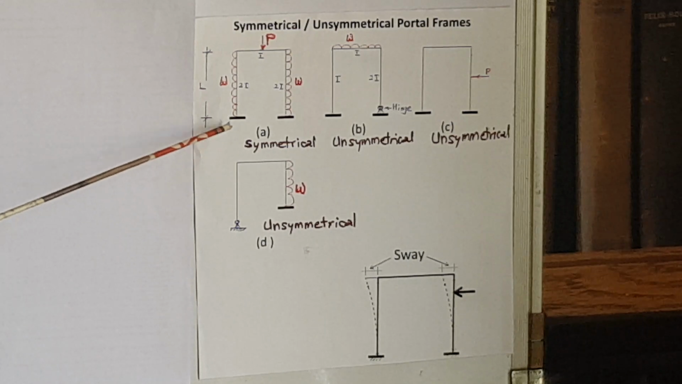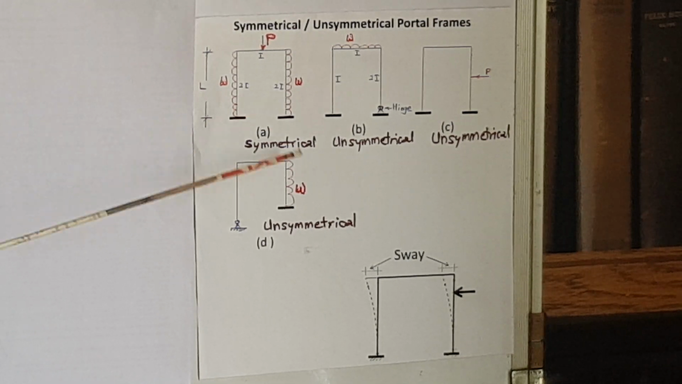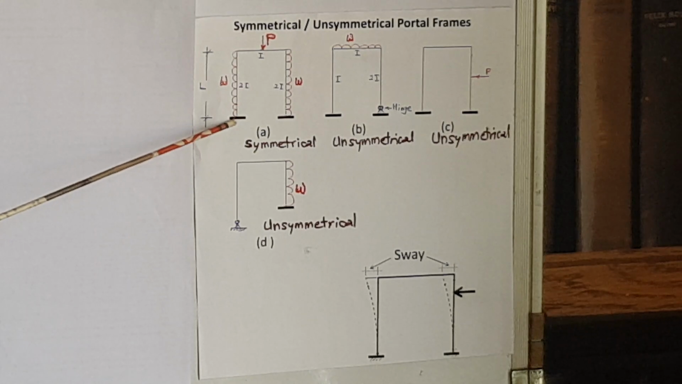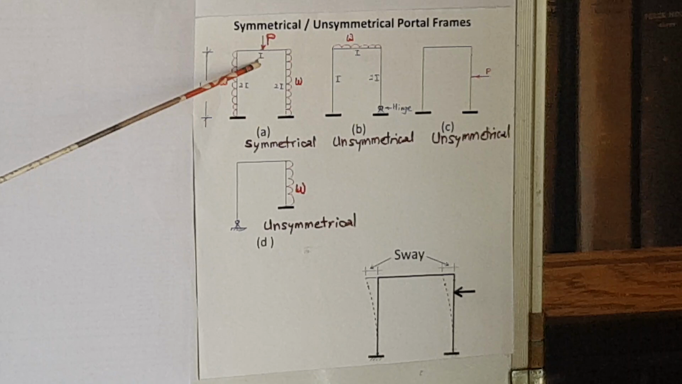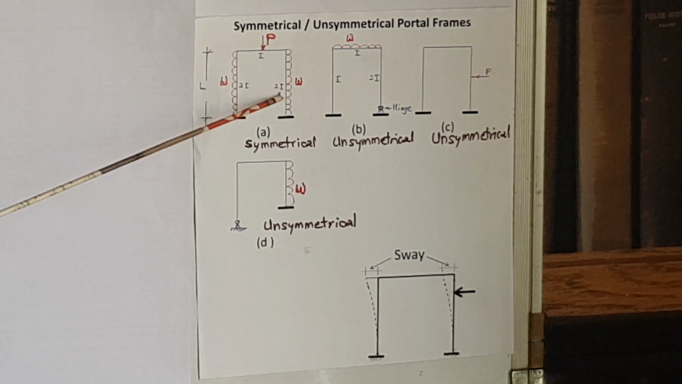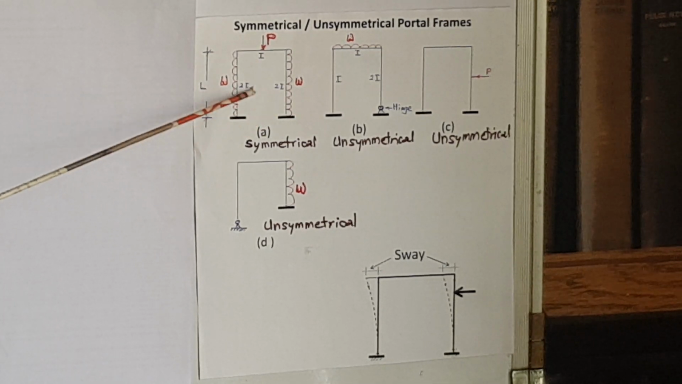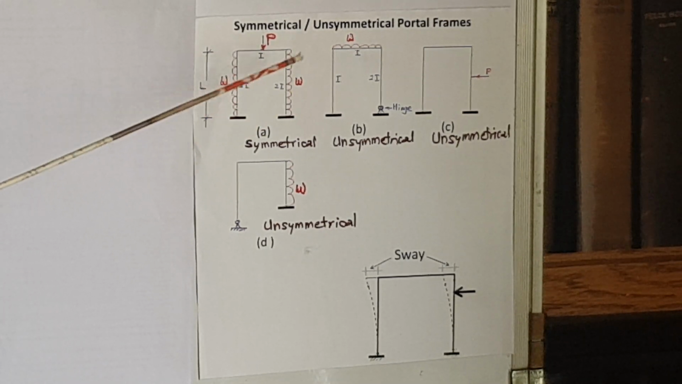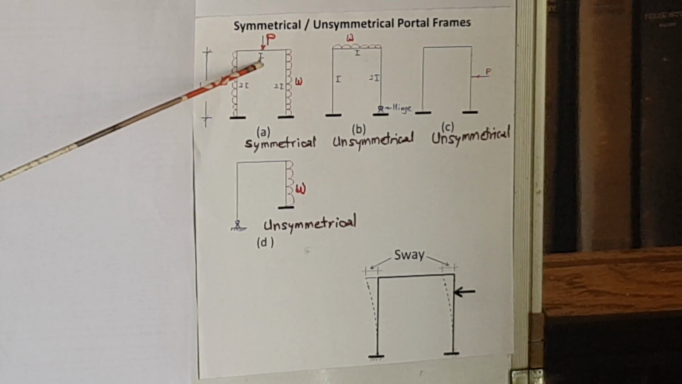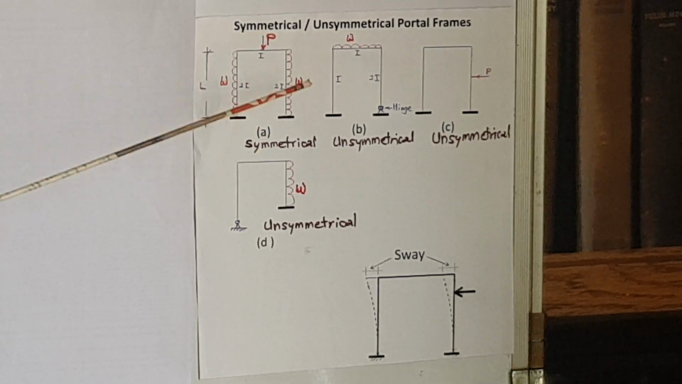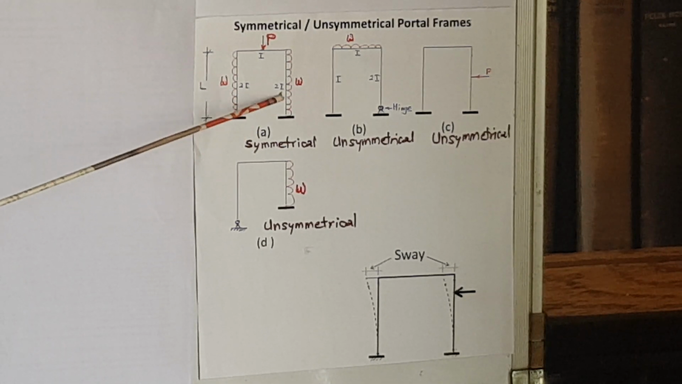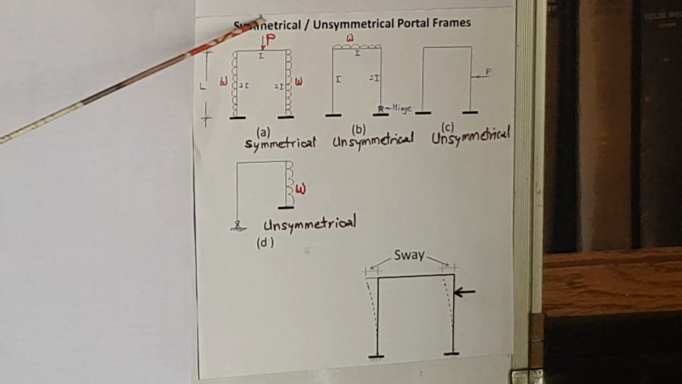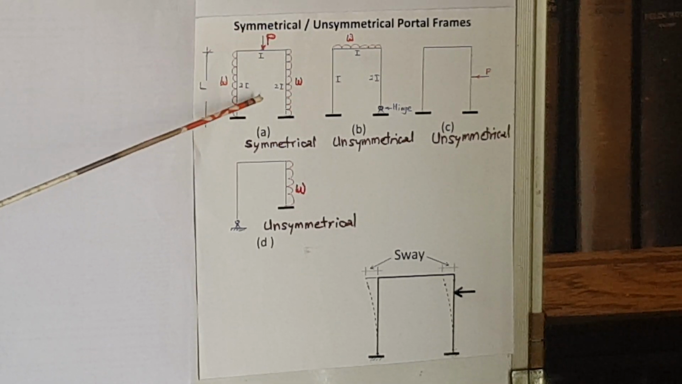There is another point in geometrical symmetry. The dimensions should be symmetric as well as the moments of inertia. This is 2I, this is 2I and this is I. You know that moment of inertia is related to the cross-sectional dimensions. So this column and this column, both of them have moment of inertia 2I, whereas the beam has moment of inertia single I. So this means that the columns have the same moment of inertia, so there is a symmetry in cross-sectional dimensions also. So this is all about geometrical symmetry, dimensions and moments of inertia.